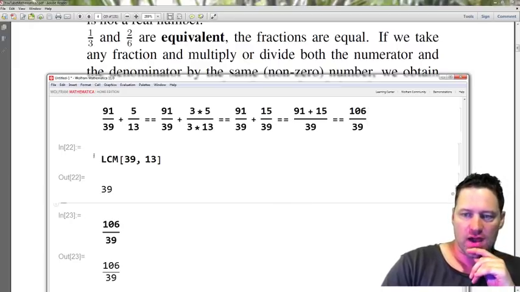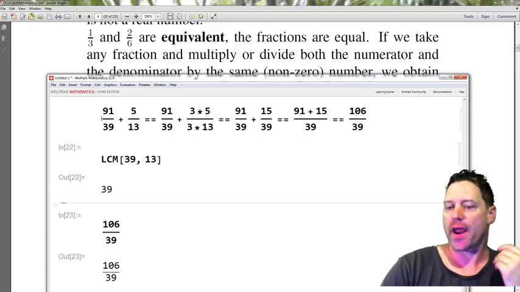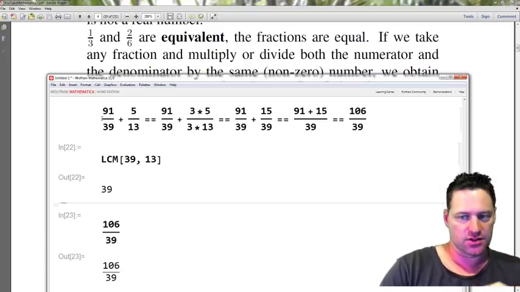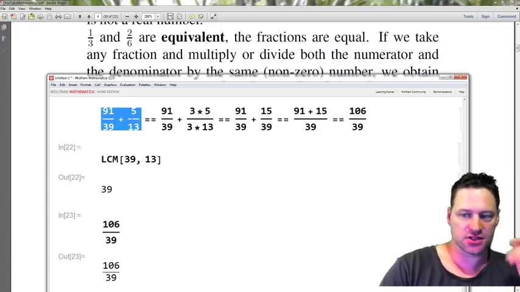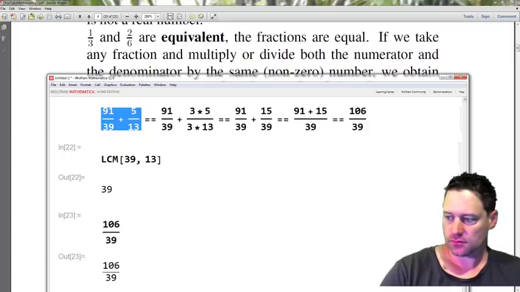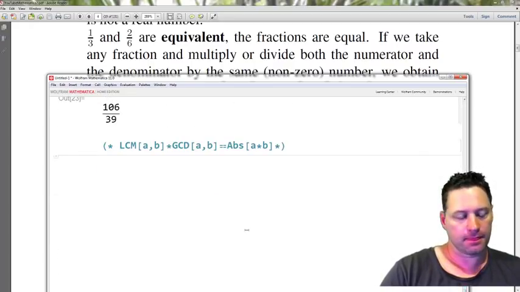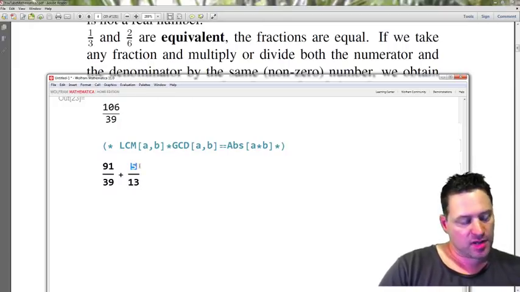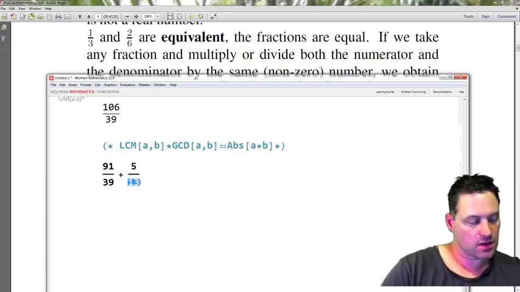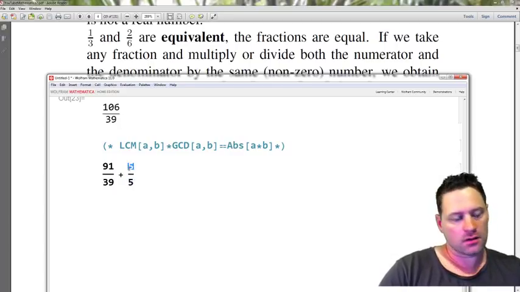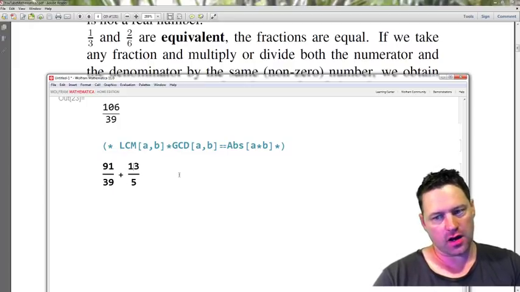Now, if you have a sum of two fractions where the denominators do not have a common divisor, let's just choose another one. We'll go down into a new cell, and I'm going to pick, what happens if I just choose 13 over 5 instead?